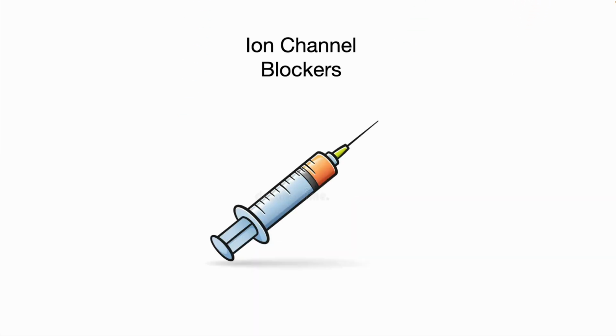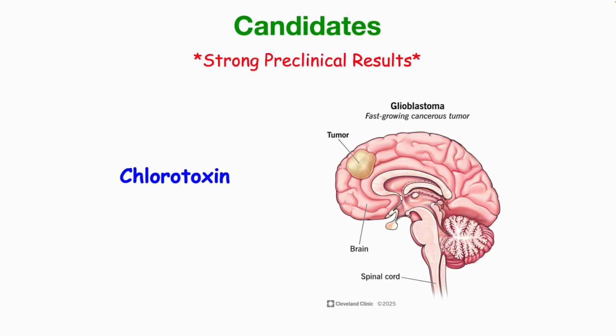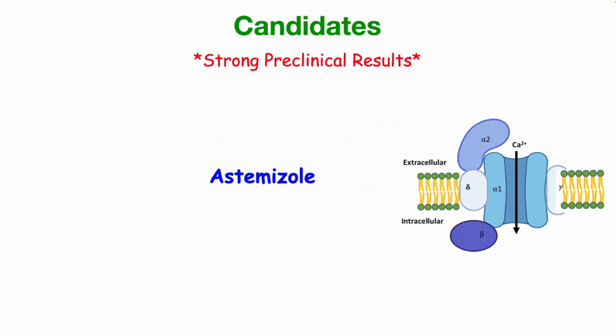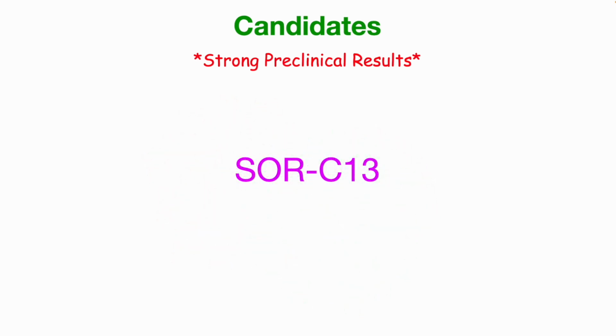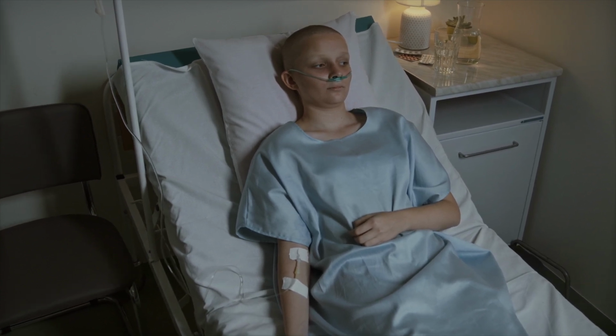One potential way to counter this depolarization is through ion channel blockers, drugs that inhibit specific ion channels to restore electrical balance in cancer cells and slow their growth or spread. While none are yet FDA approved for cancer, research in this area is advancing. Several candidates have shown strong preclinical results, such as chlorotoxin for glioblastoma and estemizole targeting calcium ion channels. In fact, one such calcium channel inhibitor, SORC13, has become the first ion channel blocker to reach human cancer cells and has shown very promising results.